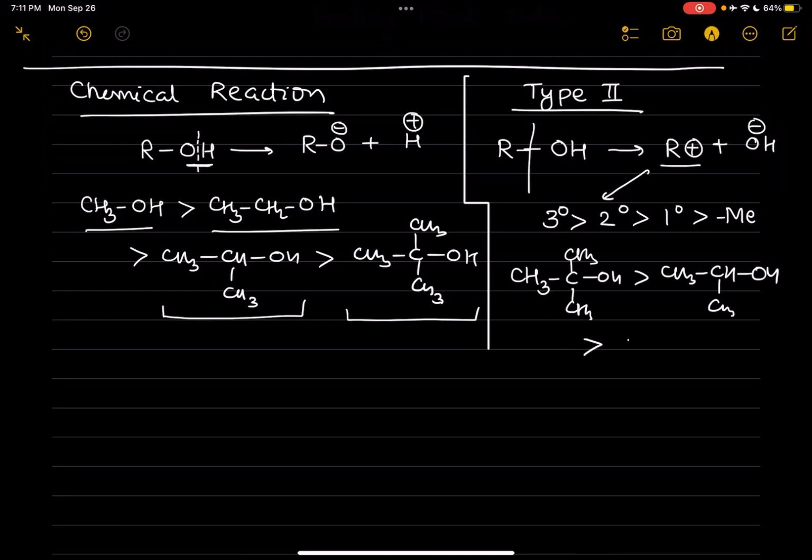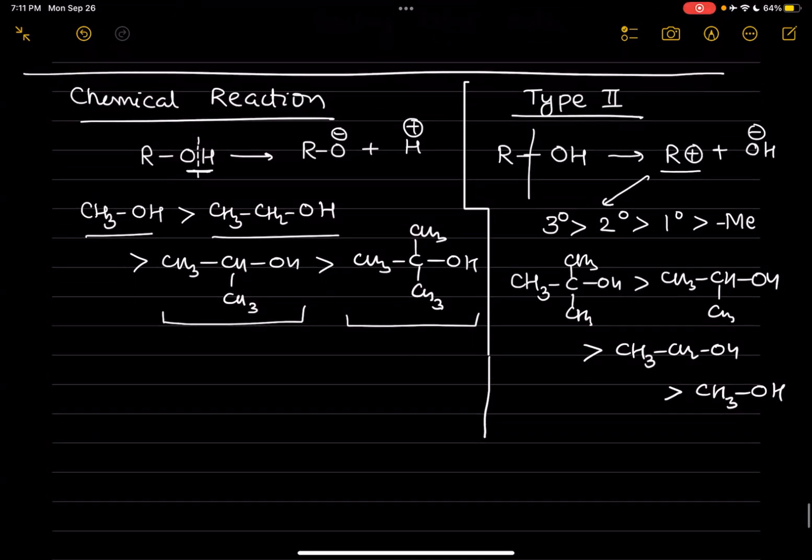Okay, followed by primary alcohol, and the least reactive is going to be methanol, which is 0-degree alcohol. So when you are removing only H plus, smaller alcohols are going to win the race. They are going to be more acidic. But when you are removing the OH group as a whole, the larger alcohols are going to win the race.